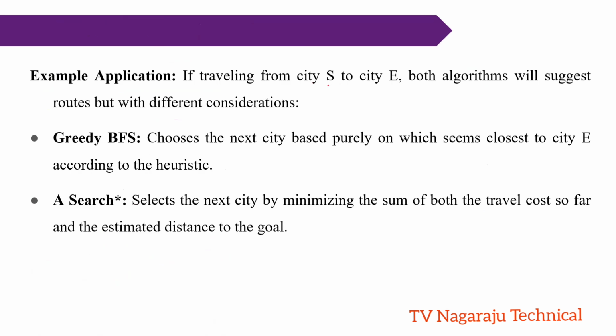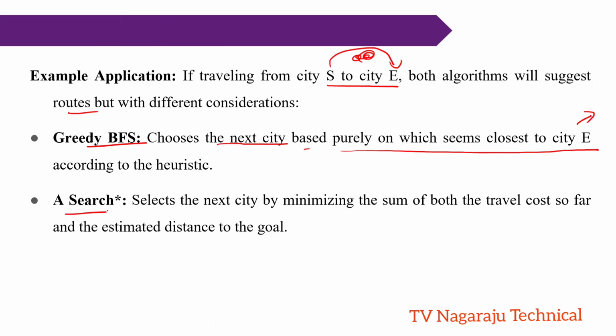See this one. If you are traveling from city S to city E, both the algorithms suggest the route, but with different considerations. In greedy BFS, while reaching from S to E, in between some cities are there. It chooses the next city based purely on the closest city to E according to the heuristic value. So it simply, blindly selects the nearest city. But in A* search algorithm, it selects the next city by minimizing the travel cost. You got the point? Depending upon your requirement, you can use any of the approaches.